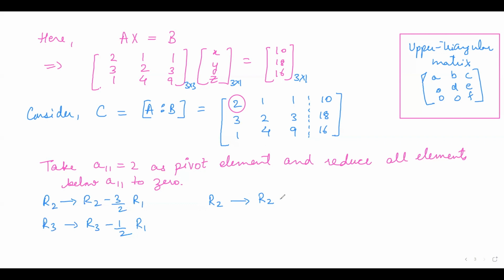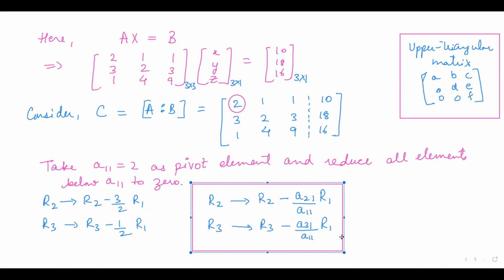Now, write which element you want to make zero. This is A21. So A21 upon the pivot element A11 multiplied by the row 1 in which the pivot element lies. Similarly, R3 goes to R3 minus A31 upon A11 R1. This is how I can formulate my elementary row operations. So this is important to understand how we can formulate these elementary row operations. So this is how you can do it.